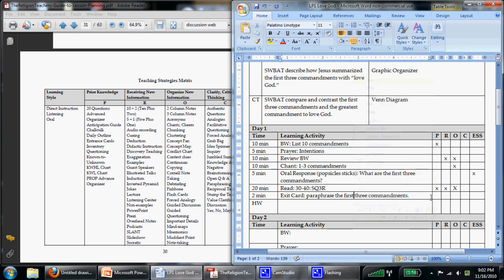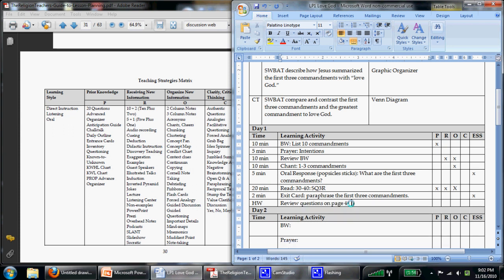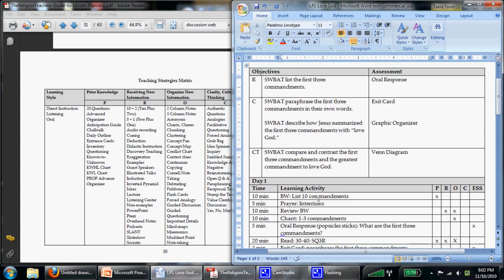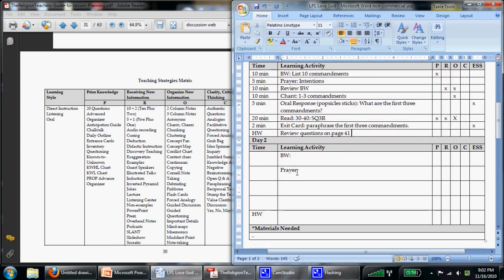Misspell that there. And that's going to be the assessment for the day. And we'll probably ask them to do some homework to practice a little bit, maybe the review questions on page 41 provided by the textbook is a good idea. So the lesson plan is going to continue. It's not just one day in this case. We're going to continue on to a second day.